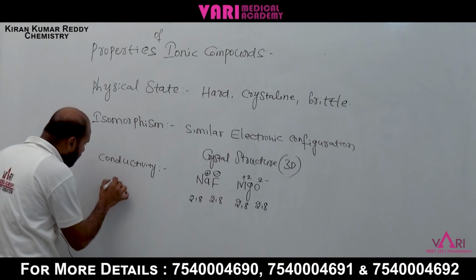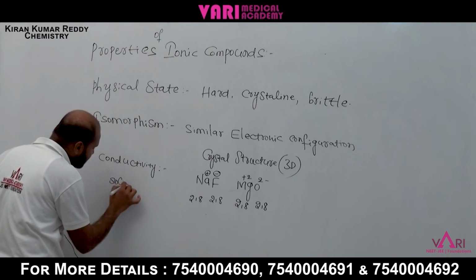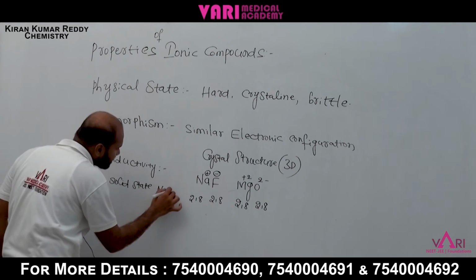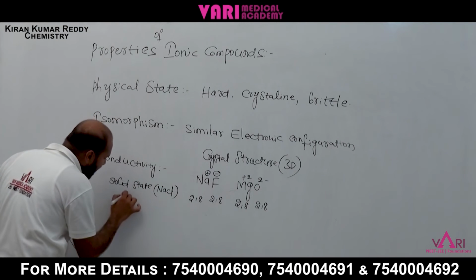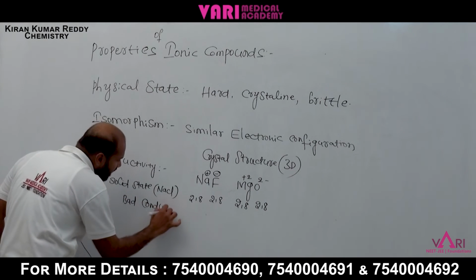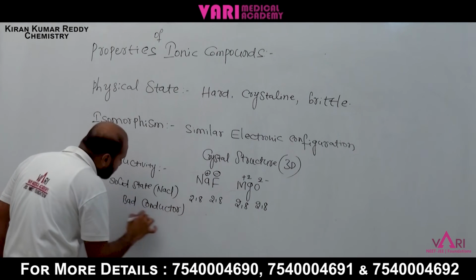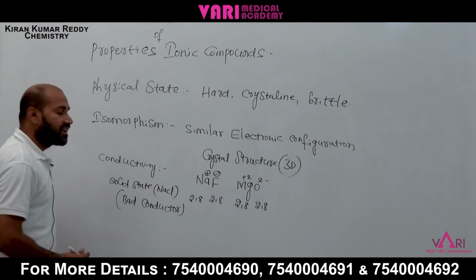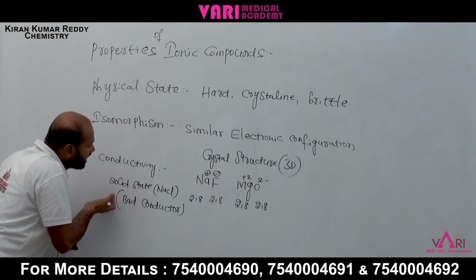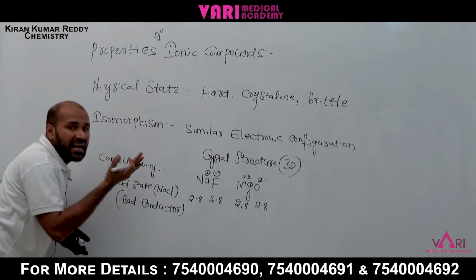Actually, an ionic compound in the solid state, for example solid NaCl, acts as a bad conductor. Why a bad conductor? Because a strong electrostatic force of attraction is present in the solid state. So NaCl is a bad conductor.